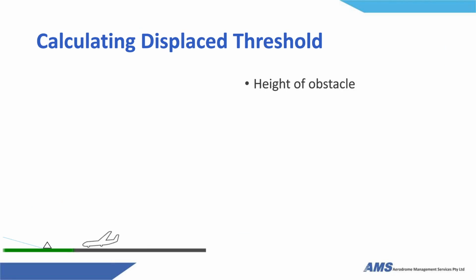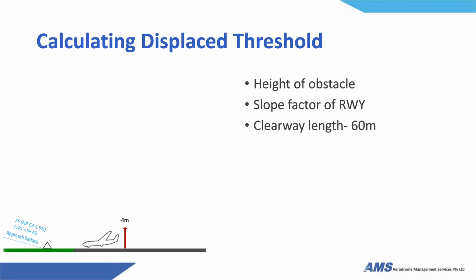We'd measure the height of the obstacle. Now the maximum height in this scenario would be the aircraft's tail. The tail height for this example is 4 meters. We measure the slope factor of the runway. We'll use the same slope factor of 40, and we measure the distance from the runway clearway. So what we have is the height times the slope factor plus the clearway length, which gives us 220 meters.